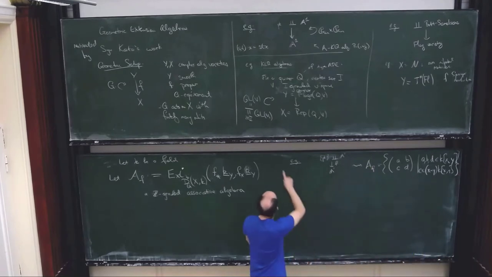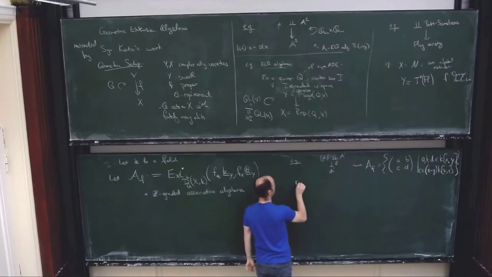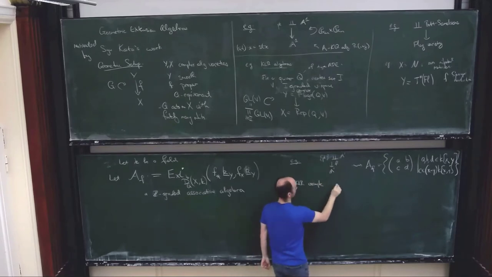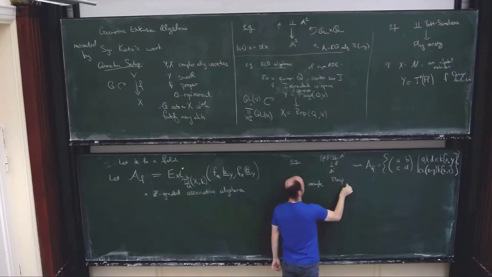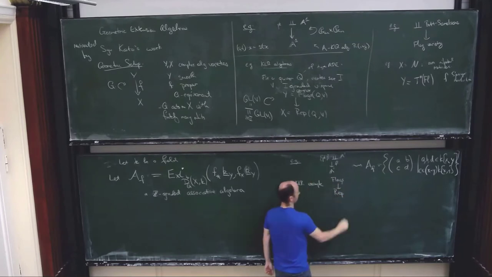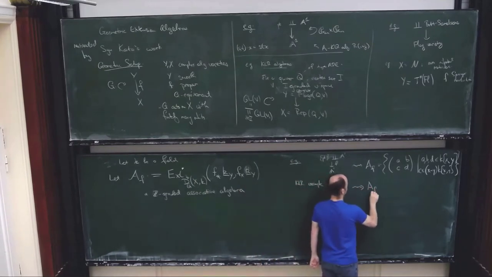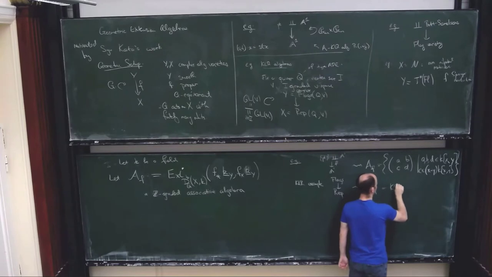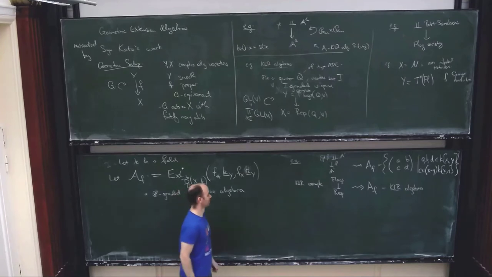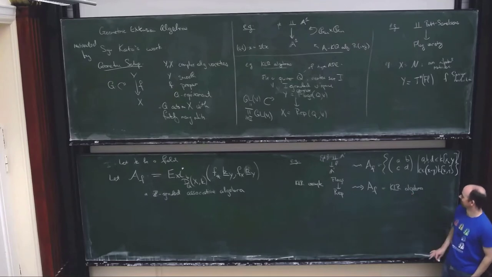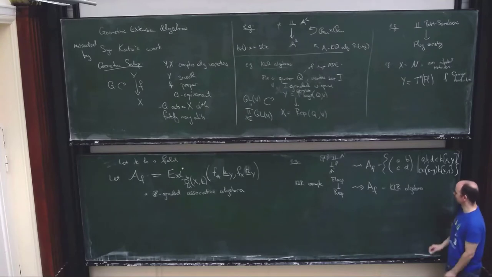If you look at the KLR example, where you take flags mapping to representations, then you get that A_F is the KLR algebra, which is why I called it the KLR example. There's been a few talks about this, certainly last week. They come up in categorifying quantum groups, and I'll probably try and say a little bit more about them later on if I get time.